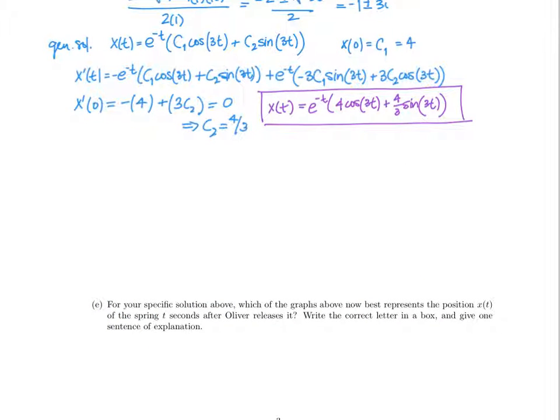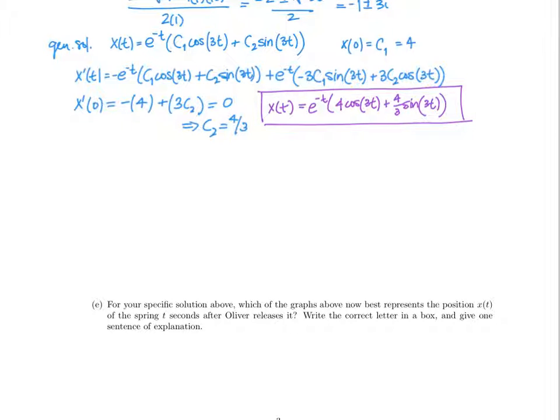Now it says, for your specific solution above, which of the graphs above now best represents the position x of the spring t seconds after Oliver releases it? Write the correct letter in a box, give one sentence of explanation. Well, of course, now we're looking for something that oscillates, but we're also looking for something that the amplitude gets smaller and smaller as t goes to infinity. Unfortunately, that's going to disqualify the two exponential decay functions, c and d.